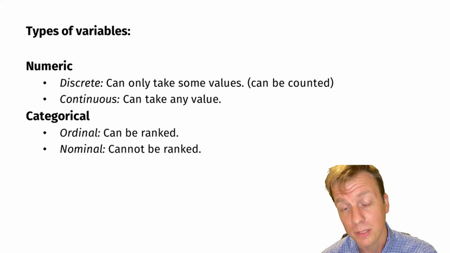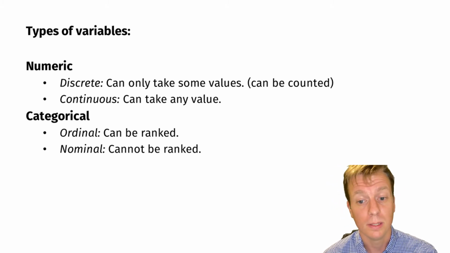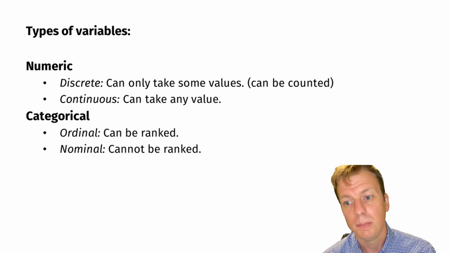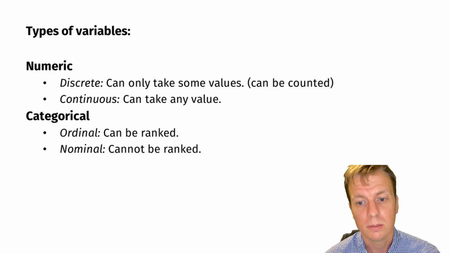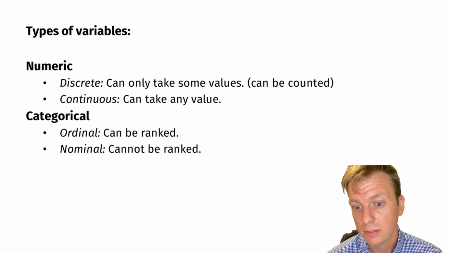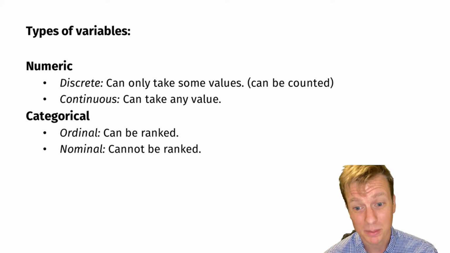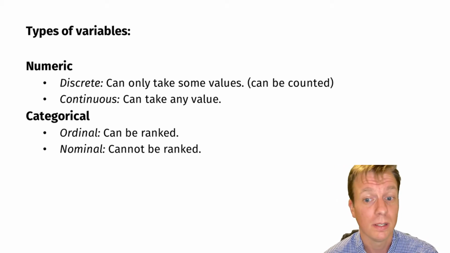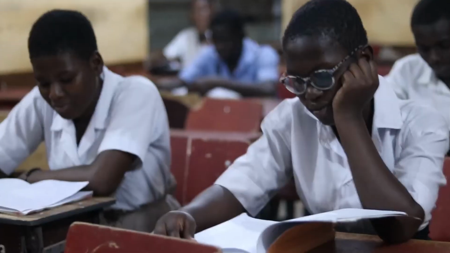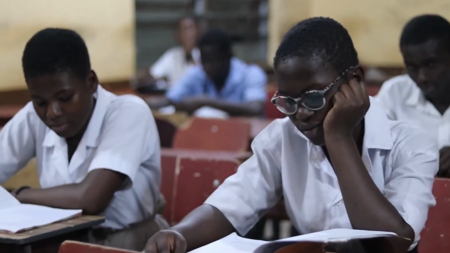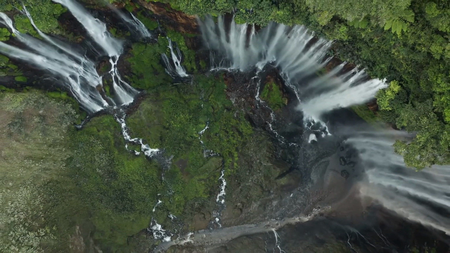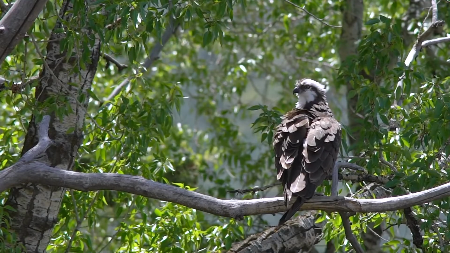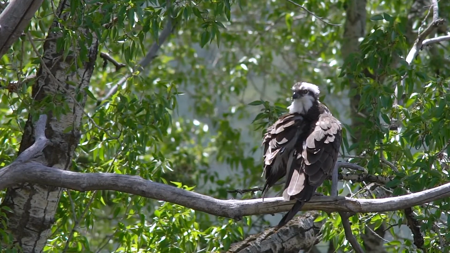There are many types of variables that are divided into either numeric or categorical variables. Numeric variables can be discrete, so that means they can take some values within a range and can be counted. Some examples of these variables are the number of squirrels in Central Park, the number of students in a classroom or in a school, the number of species that live in a rainforest, or the number of eggs laid by osprey within a particular year.